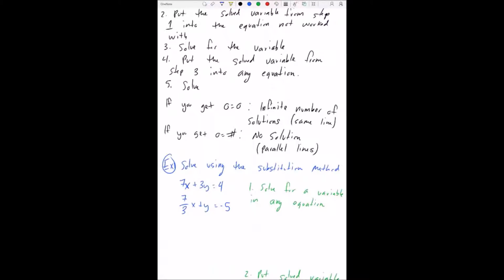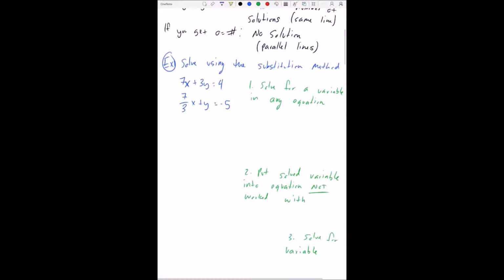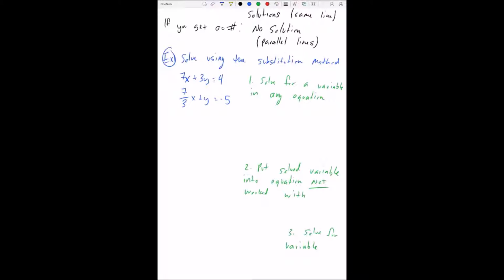If you get 0 equals 0 anywhere in there, that's an infinite number of solutions. That means you have the same line. And if you get 0 equals a number, it's no solution. They're parallel lines. So for example 1, we're going to solve using the substitution method.